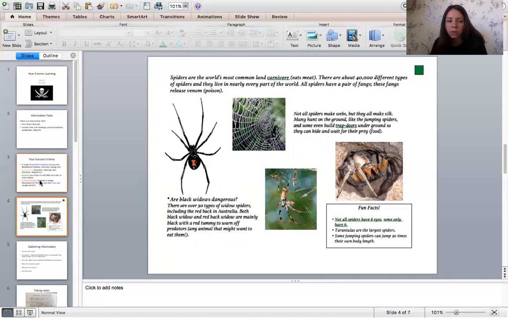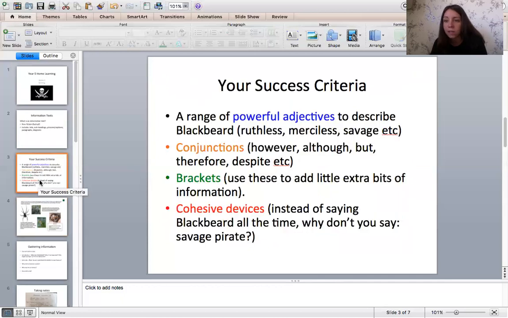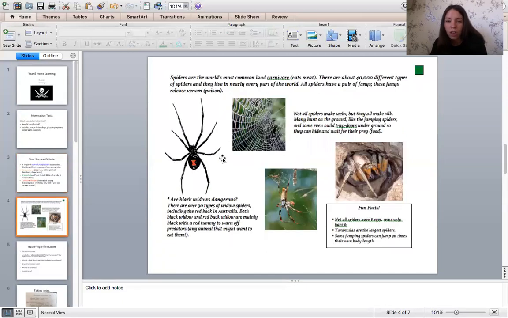And the last thing to look for was cohesive devices. So instead of saying spider all the time, do they vary that noun? And I don't think they do. I think they've mentioned different types of the spider, so black widow, but often the noun that they use is spider. So that's something that could be up-levelled as well. So make sure you're looking out for those things when you are doing your writing.